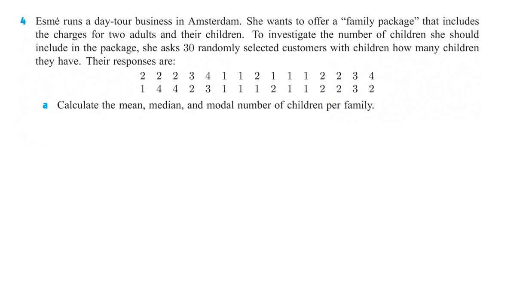Okay. Last one we're going to take a look at here is number 4. Esme runs a day tour business in Amsterdam. She wants to offer a family package that includes the charges for 2 adults and their children. To investigate the number of children she should include in the package, she asked 30 randomly selected customers with children how many children they have, and here are their responses. Calculate the mean, median, and modal number of children per family.